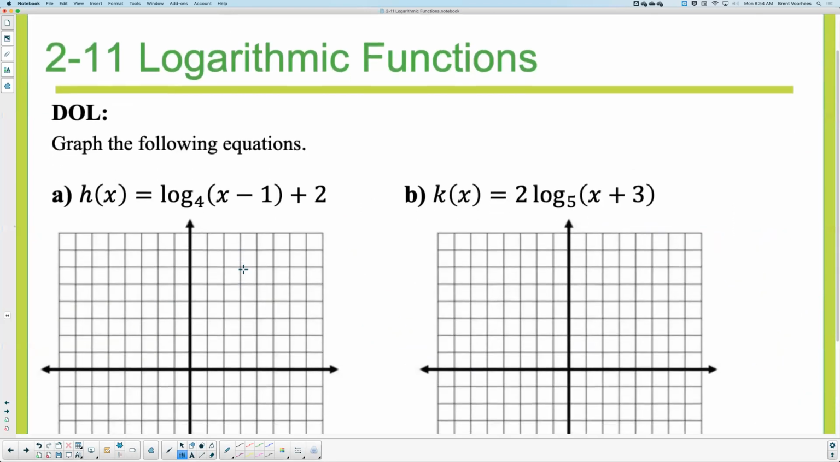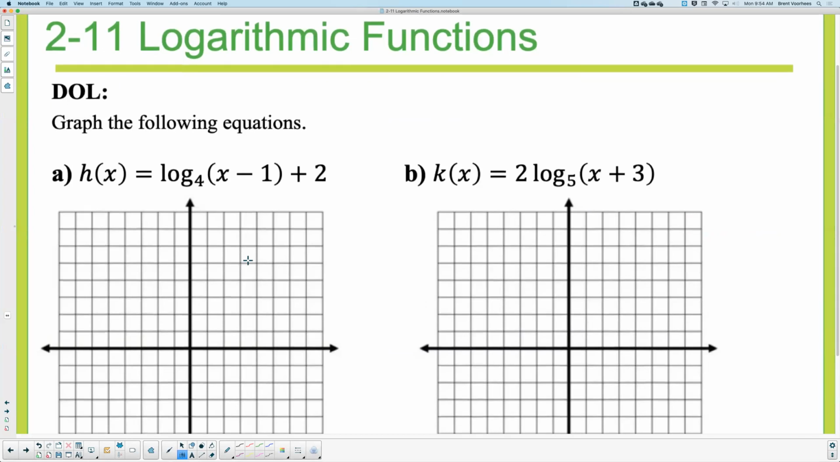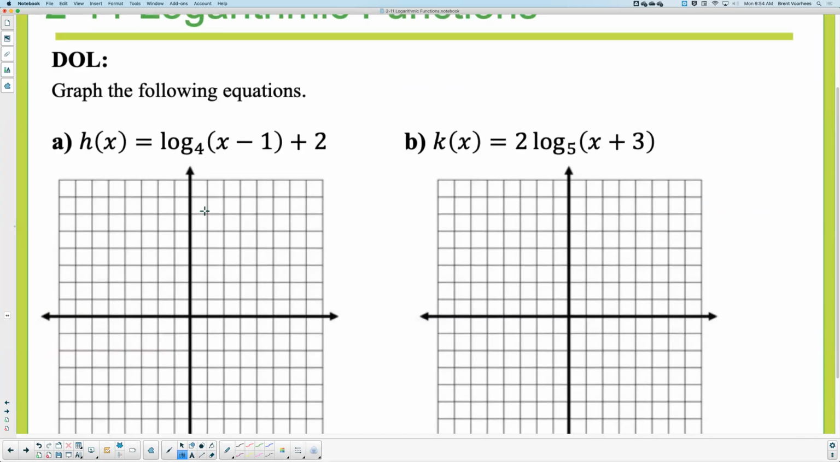Here's some DOLs for you to try. Just find those 3 pieces of information, the asymptote and the first 2 points, and then connect your dots.